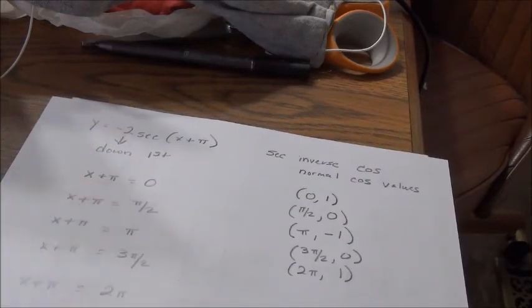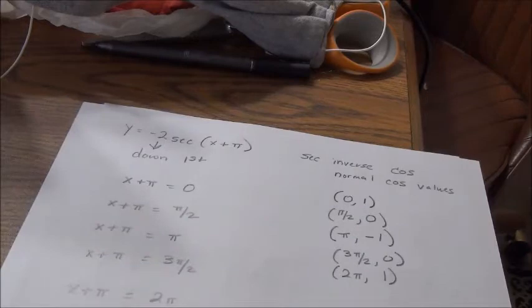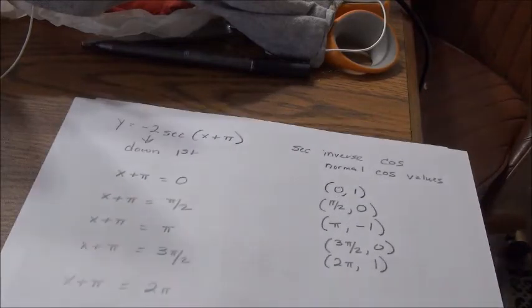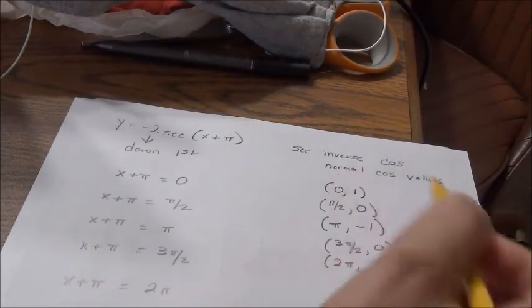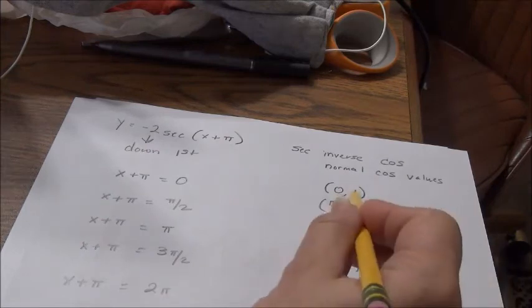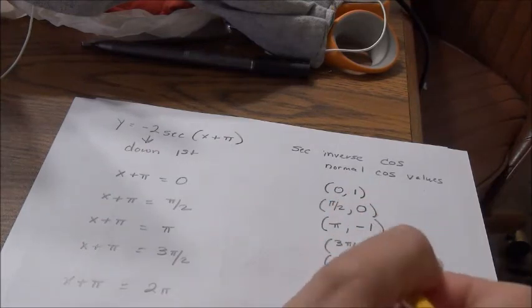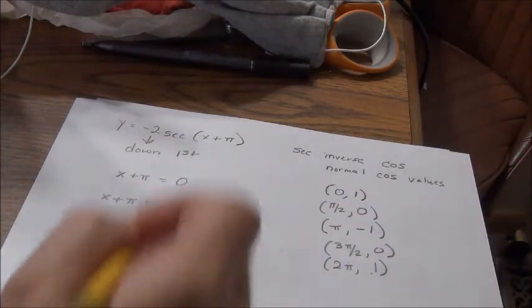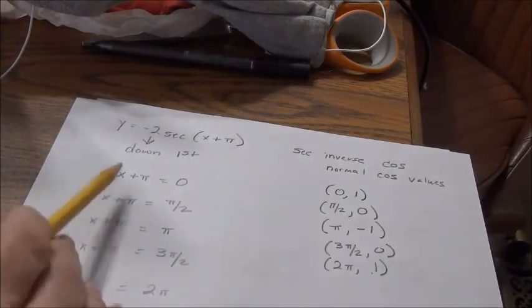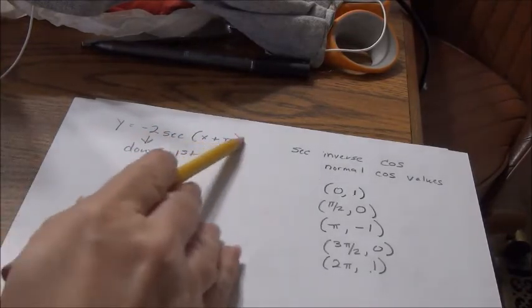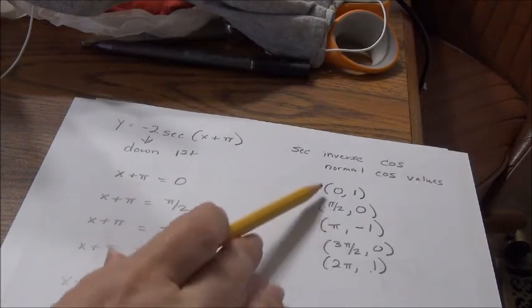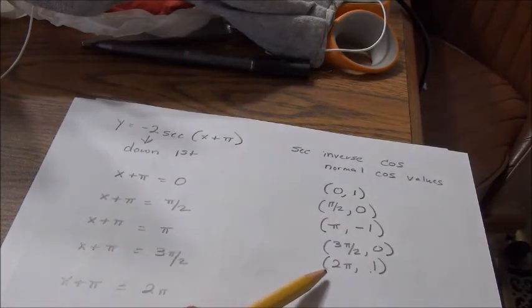In this case, my amplitude, I have the -2 in front. And so this is going to go down 2 instead of up 1. Then I do the opposites here. The first thing we have to do is figure out our shifts. So I'm going to set the part that's inside the parentheses equal to each of these first values here, and then I'm going to solve.